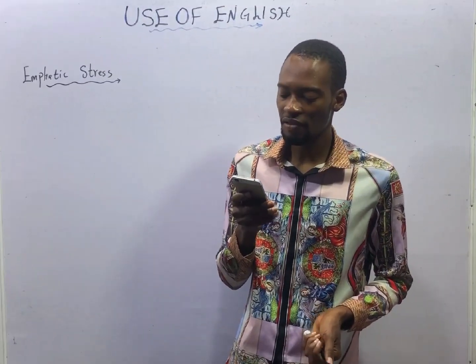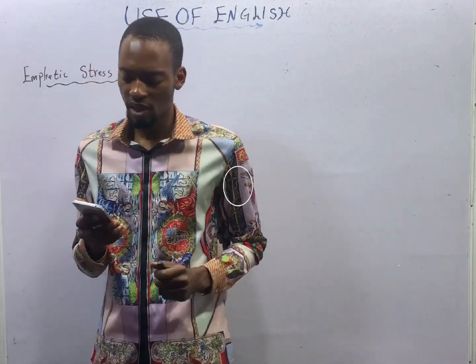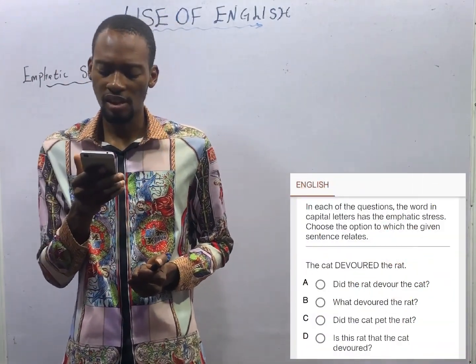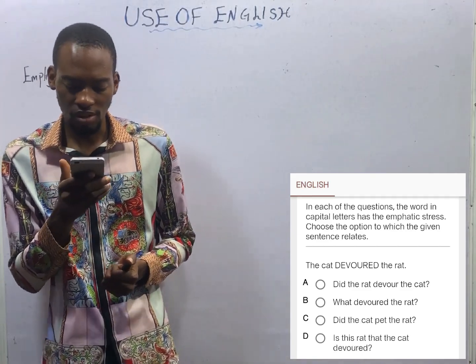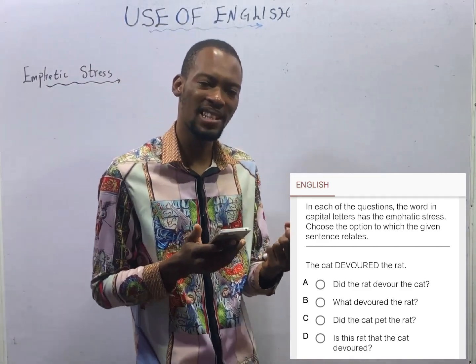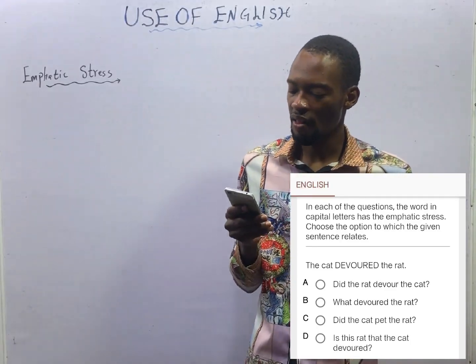The cat devoured the rat. Devour is emphasized. Option A, option B, and option D contain the emphasized word. That makes them wrong. C is the correct option.